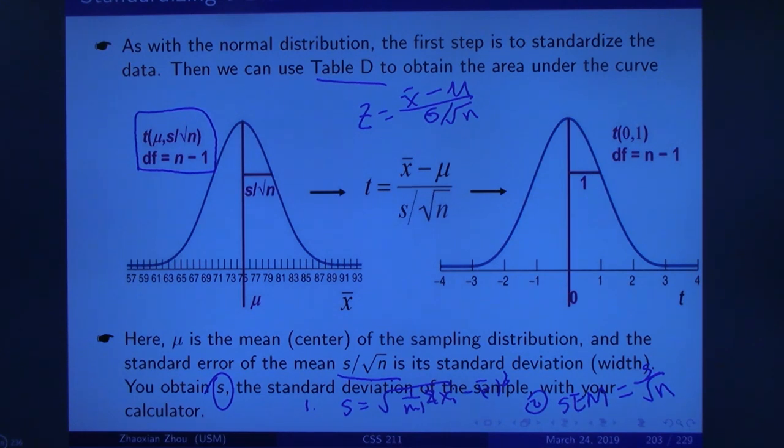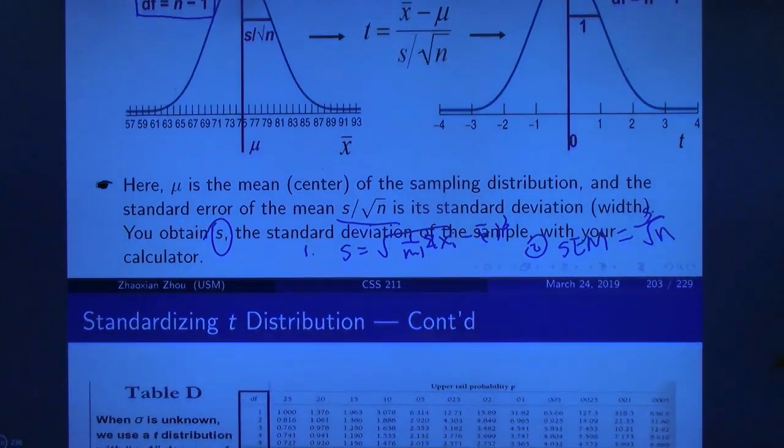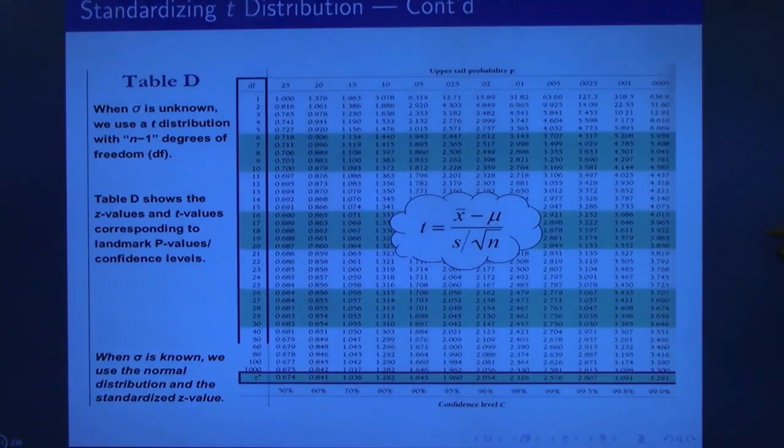Now we have this t statistic. We are given the problem that we calculate the t statistic. Then the next step is obvious: check table D. Now let's look at table D. Table D is given like this. As we said, we are going to compare to table A.